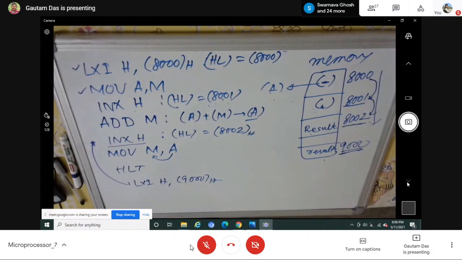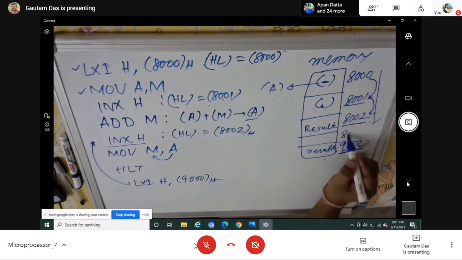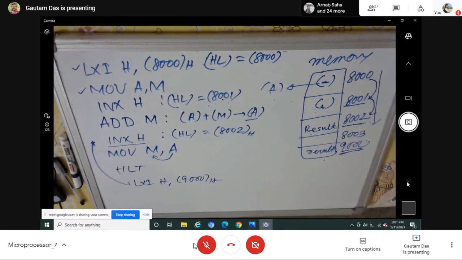Sir, if I have to store the result in 8003, then surely writing INX twice would be better. Of course, always. I told you, every time think about which one requires the lower number of bytes, and write it. He asked that instead of 8002, if I have to store the result in 8003, it is not a consecutive address then.